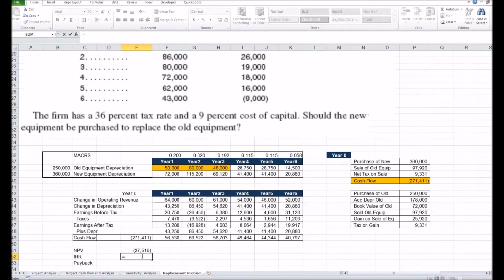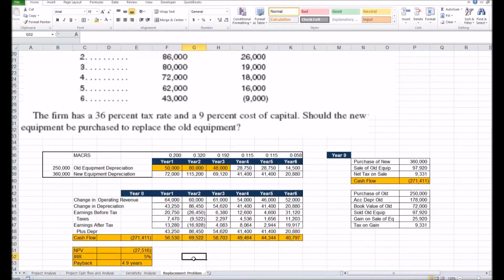Internal rate of return then is equal to IRR of year 0 through year 6. No surprise, it runs 5%. And payback, we paid out 271, and we're up to 234 there. We're up to 278, so it's just shy of 5 years. Payback is 4.9 years. So now we're ready to talk just basically about this project in general.